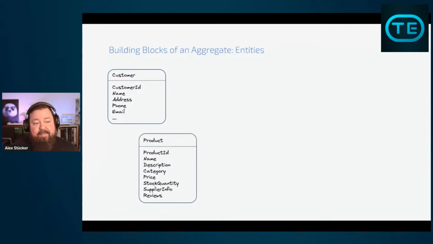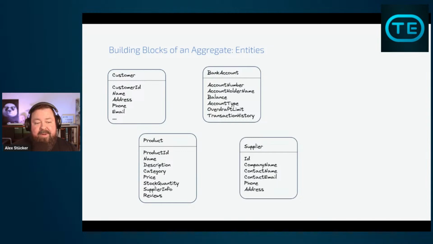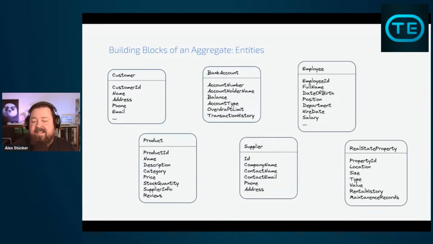Another example of an aggregate can be a product. It's the same: product ID, always an identifier, then some properties that describe the entity. In this case, name, description, category, price, stock quantity, and more. Another example of an entity can be a bank account. The account number would be the identifier, and then other properties that can change over time. Supplier would be an entity, an employee, or a real estate property.